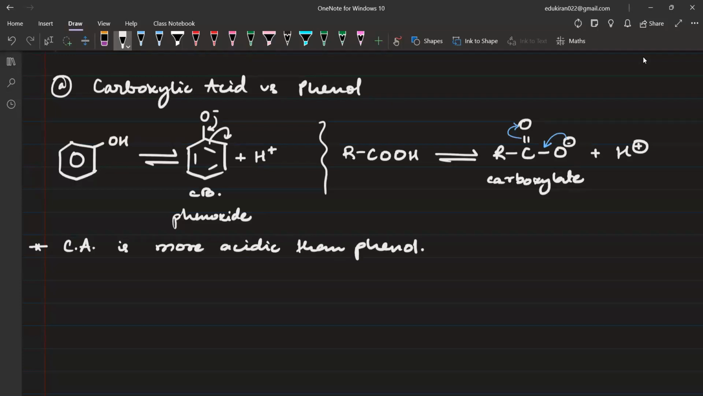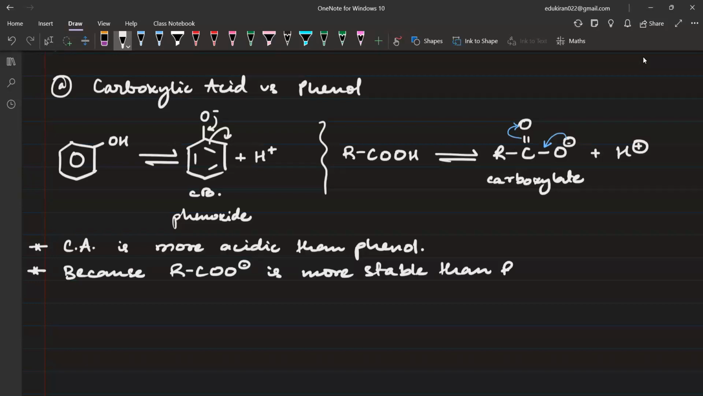Which is more acidic? Why is carboxylic acid more acidic than phenol? Because carboxylate ion, I will write like this, RCOO negative, is more stable than PhO negative. Sorry, not RO, I should write PhO negative, phenoxide ion. Carboxylate ion is more stable than phenoxide ion.